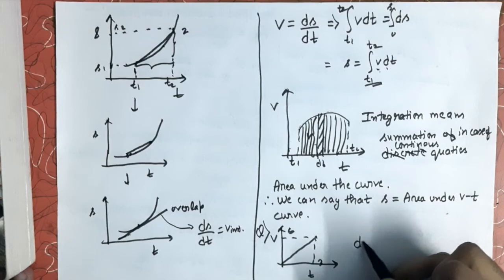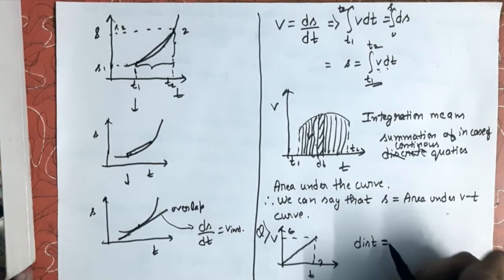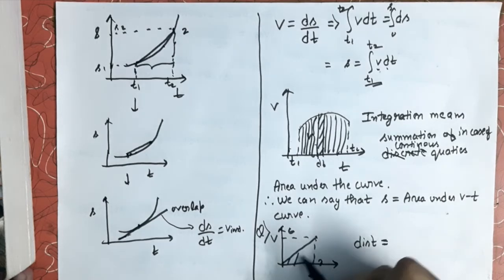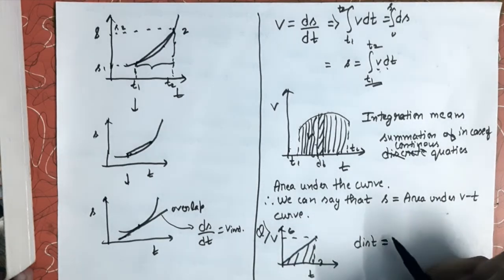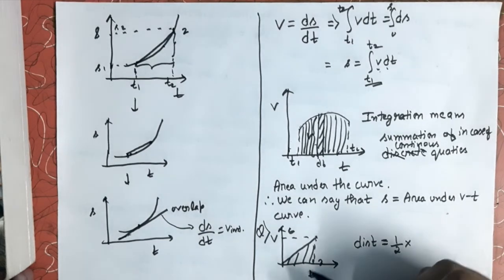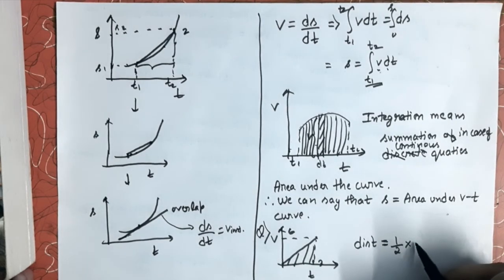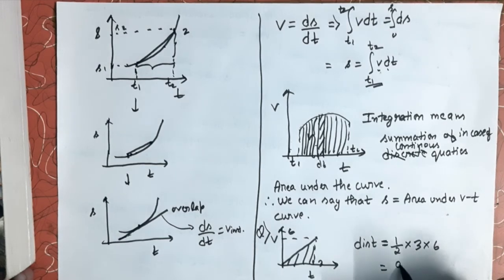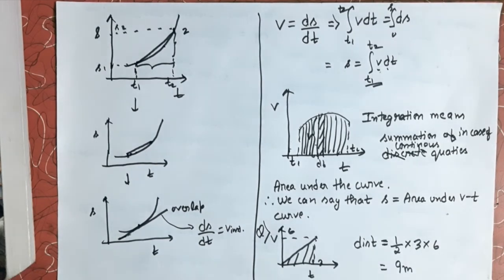So here, we know that distance is the area under the vt curve. So here the area is what? This is the area, and it is nothing but a triangle. So it's half into base into height. Base is equal to 3 and height is equal to 6. So this is half into 3 into 6, which will give us 9 meters. I hope you have understood this.